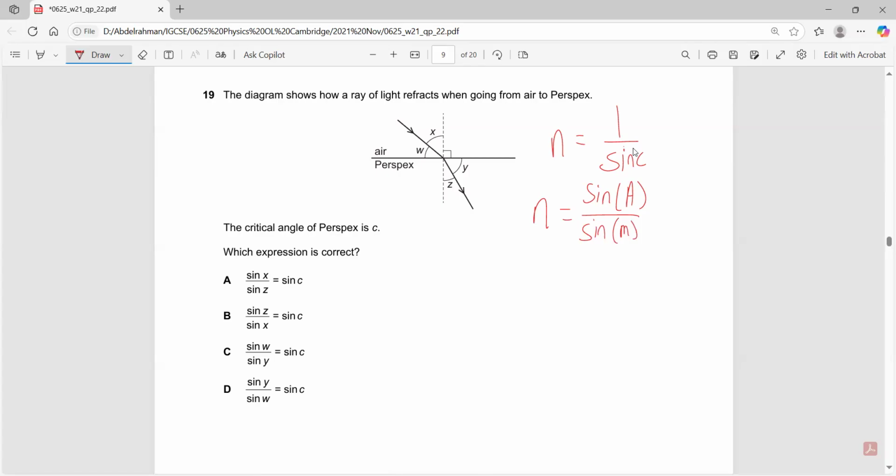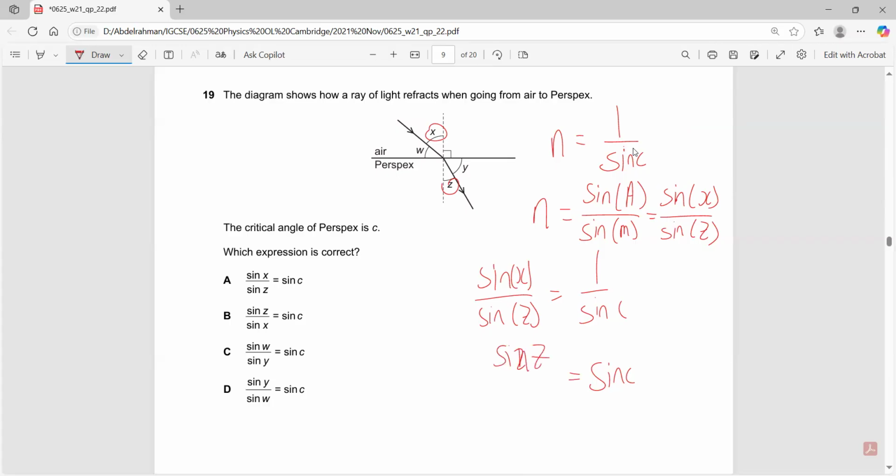What is the angle in the air? The angle in the air is x. What about the angle in the medium? It's z. So basically we're saying sine x over sine z. We can equate both equations. We can say that sine x over sine z would be equal to 1 over sine c, right? If we flip the equation, if we inverse, sine c would be equal to what? Sine z over sine x, right?